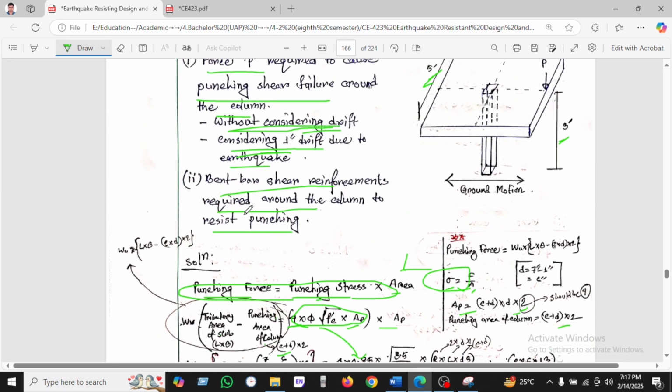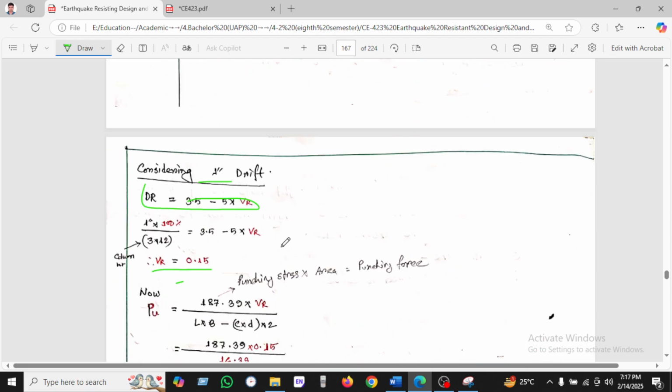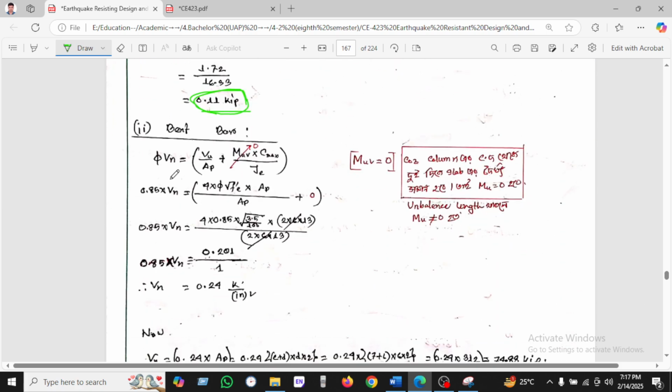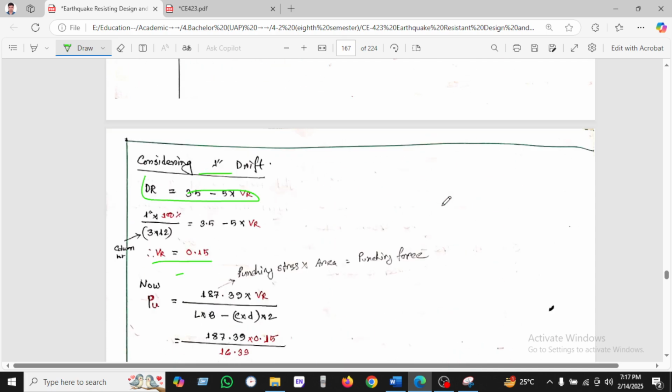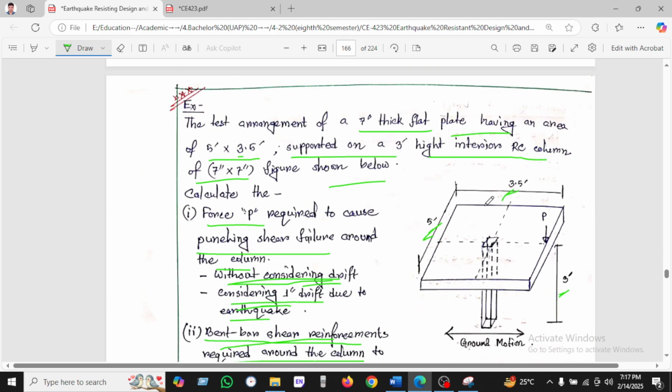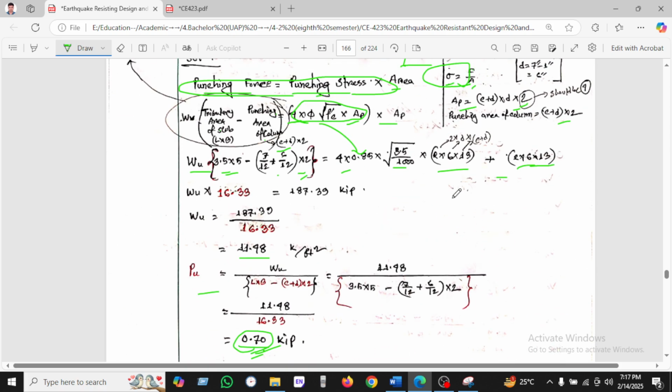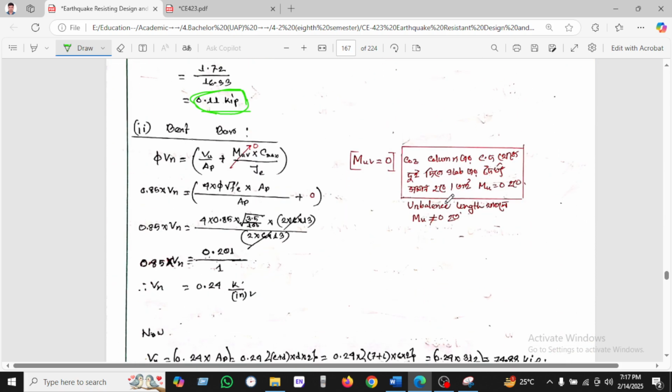On the other hand, last one, when we use the bent bar reinforcement required around the column to resist the punching, then the moment will be 0, because here the column CG is the same. We have been seeing here the CG is the same, and that's why the moment will be 0.